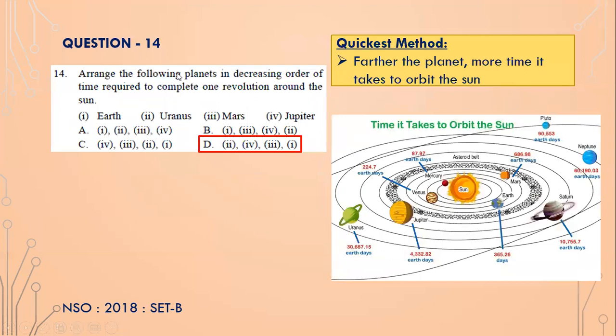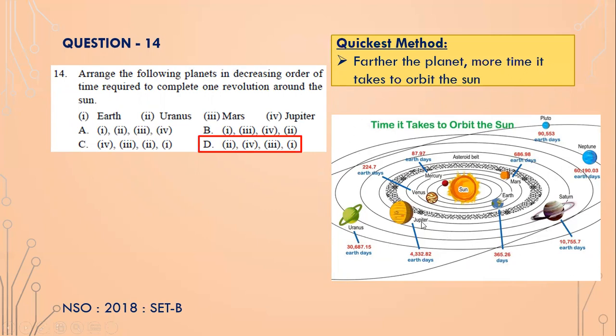Arrange the following planets in decreasing order of time required to complete one revolution around the sun, isn't it? So now normally the principle is, the farther the planet, the greater the amount of time it takes to revolve around the sun, because it is far away from the sun. It takes a large amount of time to revolve around the sun.